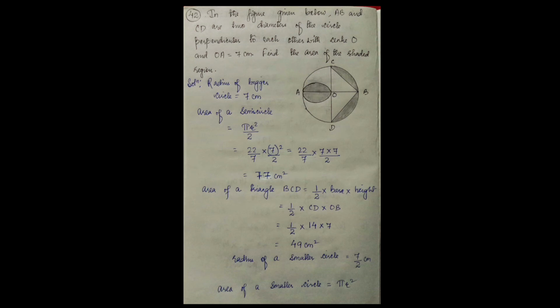So for this circle, this is the diameter, right? This is the diameter, which is 7 centimeter. Then its radius will be half of 7. So half of 7, this is 7 by 2 centimeter, the radius of that smaller circle. So we know the area of a circle is pi r square.